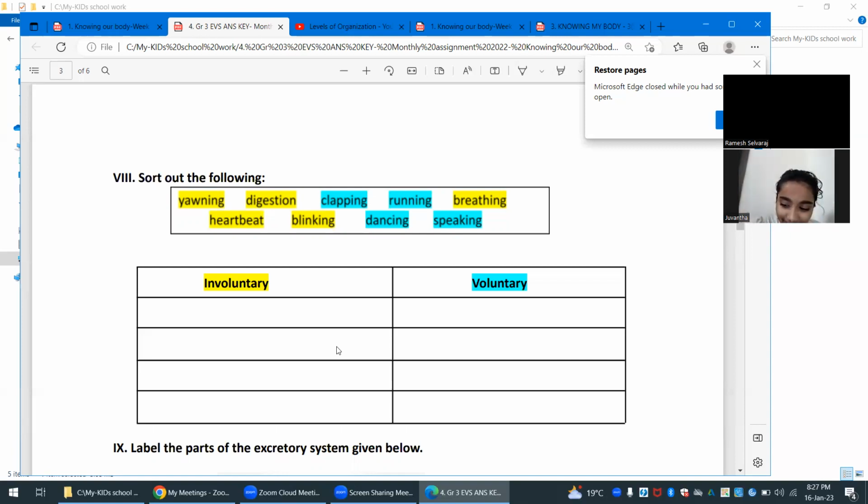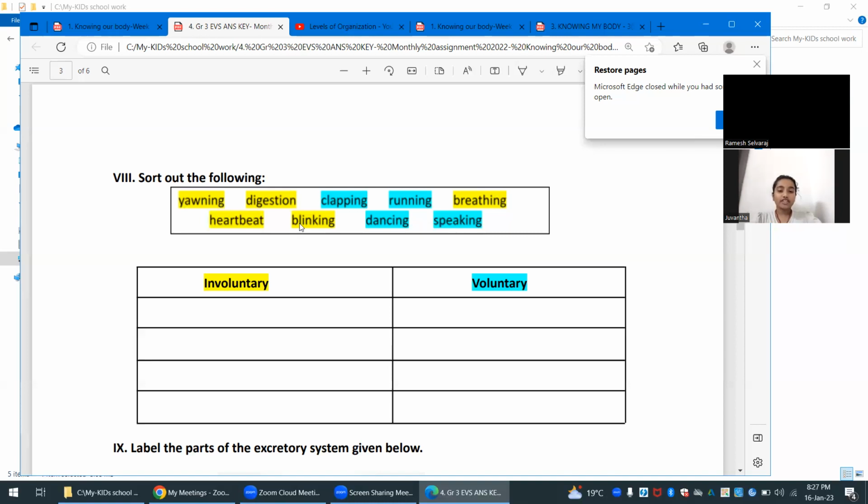Voluntary means we know what we are doing. Involuntary means it happens without our knowledge. Like heartbeat, we cannot ask the heart to stop, and at the same time we cannot ask the heart to please start beating. Those are involuntary actions.